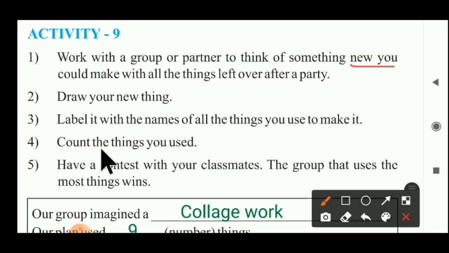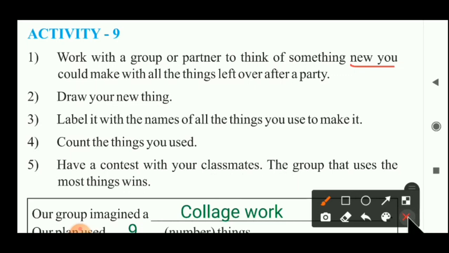Fourth number, count the things you used and also count how many things you used to making that new things. After that, fifth number, have a contest with your classmates. The group that uses the most things wins, and which group uses most things is a winner. So you have to make new things from leftover things in activity number 7 and 8 and make a new better things to contest with your classmate.